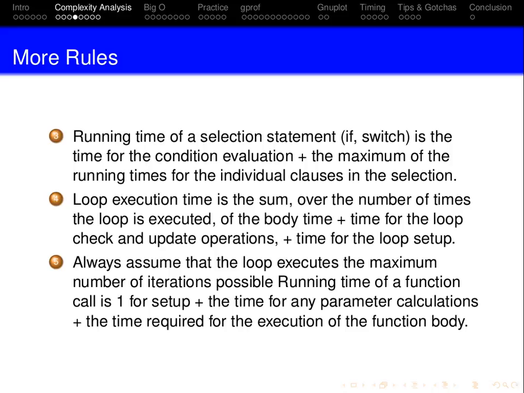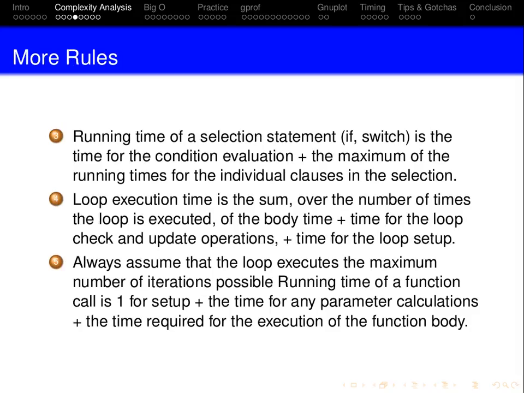Loop execution: the sum over the number of times of the body plus the time to do the check. In other words, your check is going to be done a certain number of times, and then your body will be run a certain number of times as well, so you have to add all that up. Always assume the loop executes the maximum number of iterations possible, so you're going to have to find an upper bound when you're thinking about your loop. Most of the time, at least in this class, that's going to be pretty obvious.